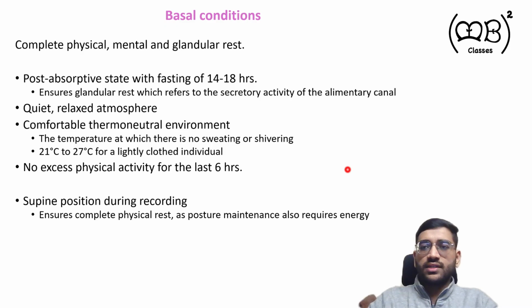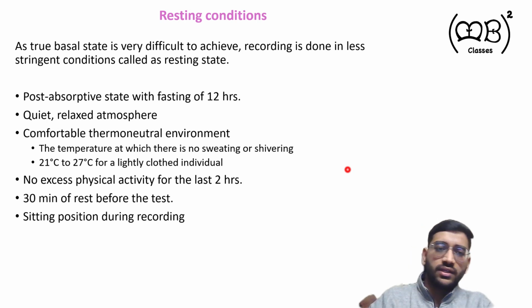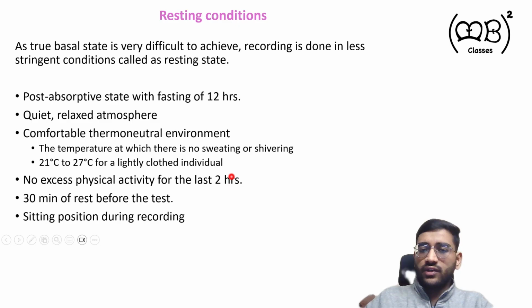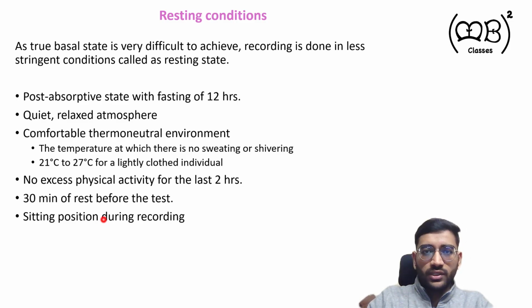But as you can see, these are very strict conditions which are not possible at all times. So we can do the measurements in a resting condition. The resting conditions include a post-absorptive state with a fasting of 12 hours, which is more comfortable than 14 to 18 hours. Quite a relaxed atmosphere and a comfortable thermoneutral environment, the same. There should not be excess physical activity for the last 2 hours. 30 minutes of rest before the test is still required, and a sitting position can be used during the test. Like in the spirometer, if you are doing the test, you can use a sitting position for RMR, and not for BMR. BMR should be done in a supine position.